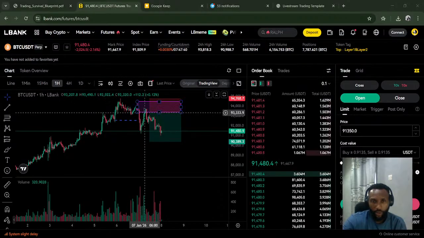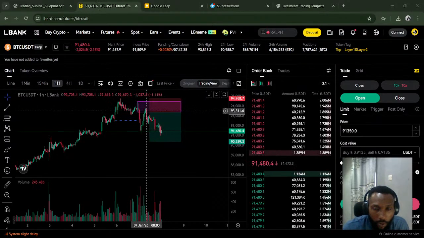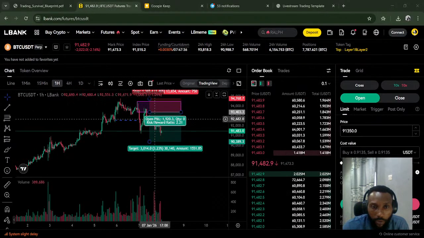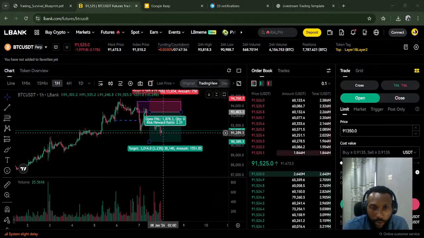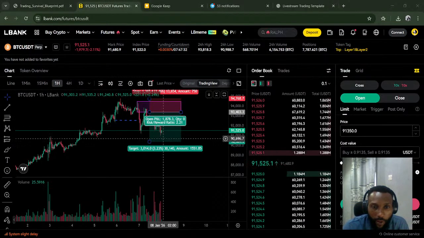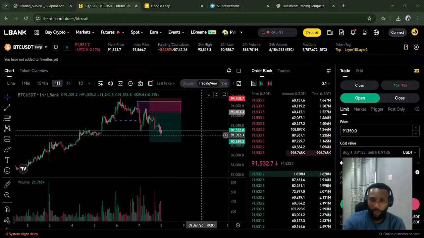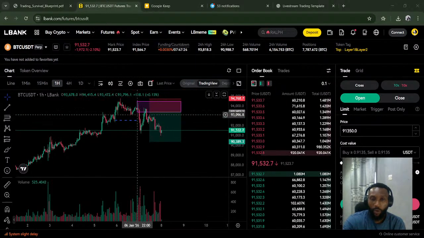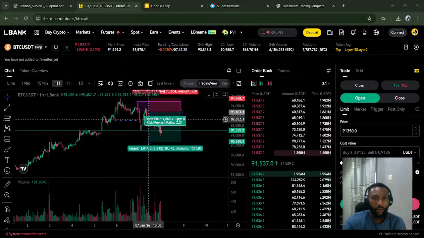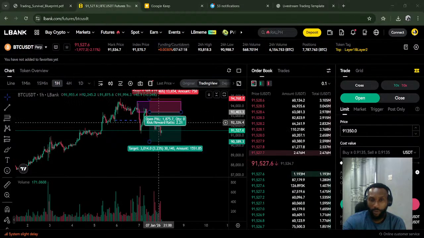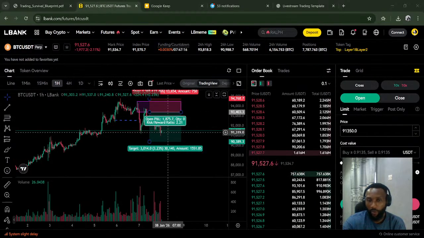So you can see that price is going downwards. If it hits here, then I'll be in good profits. That's if I had taken it, but I didn't take it. I was just using it for analysis. But as you can see, with just a little analysis, price is going in my direction.